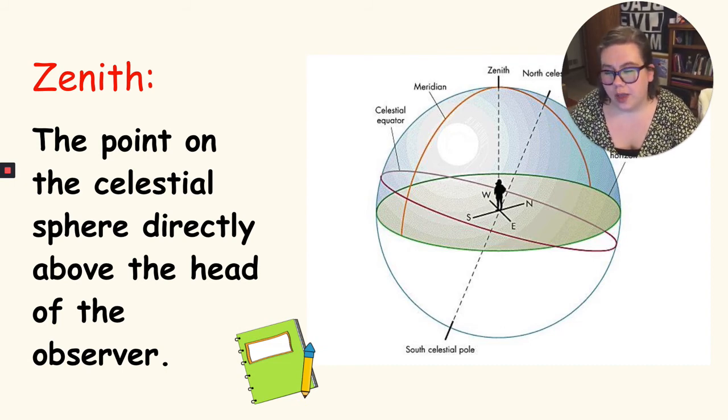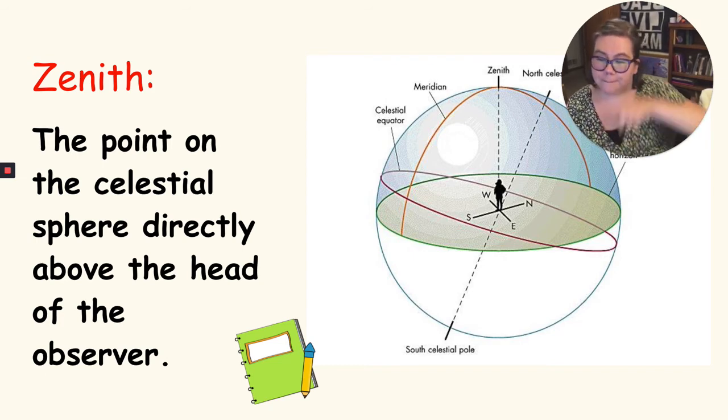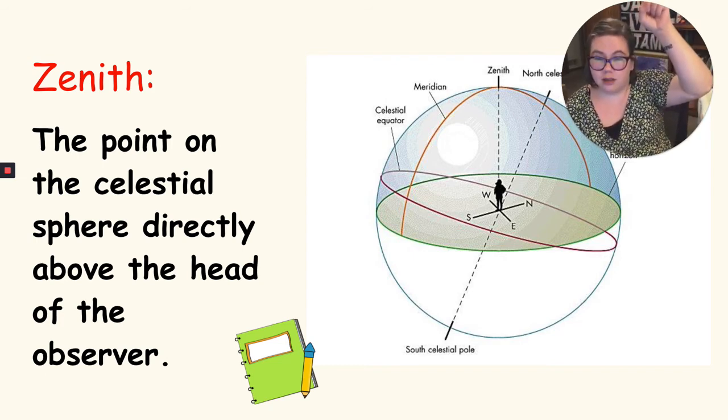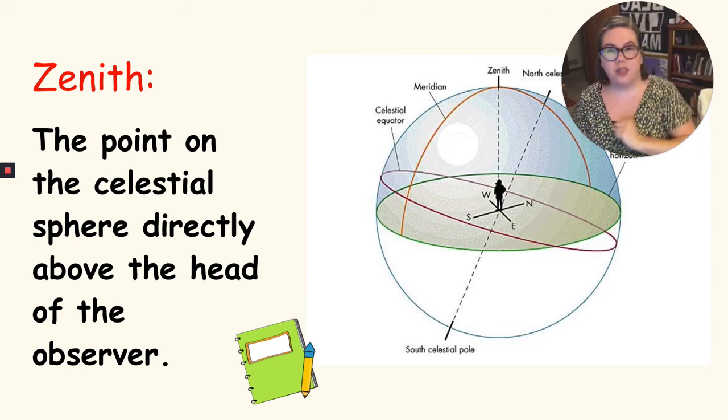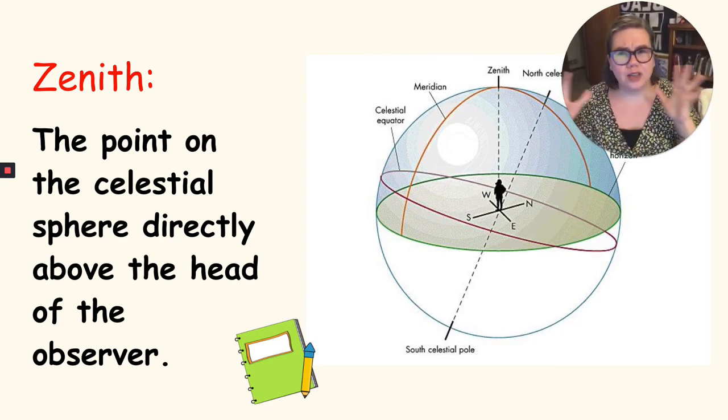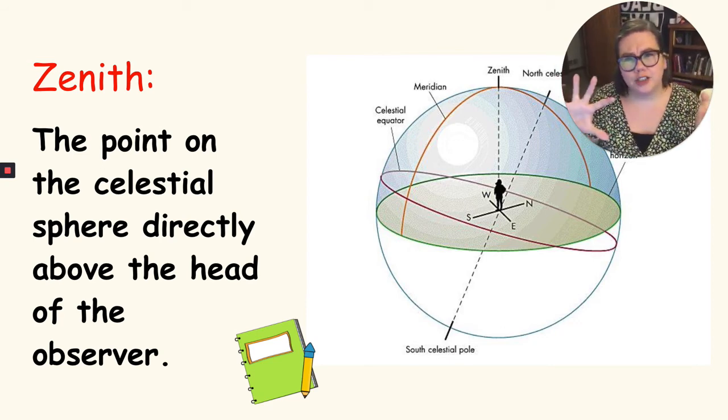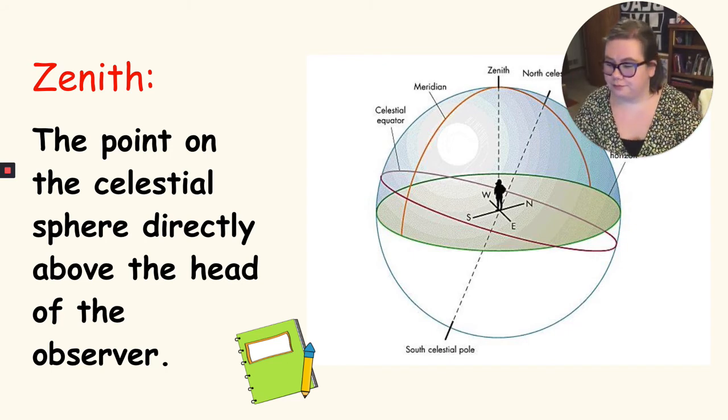Zenith, another vocab word. This is the point on the celestial sphere directly above the head of the observer. Okay, so if we're looking at this diagram of the celestial sphere, the person's in the middle and the zenith is directly above their head. That just kind of gives you an orientation for where you're looking, right?